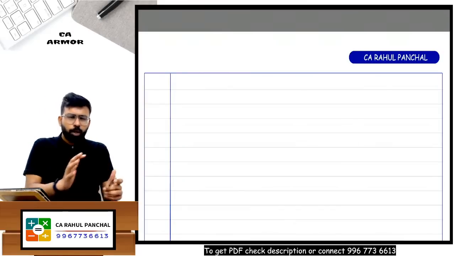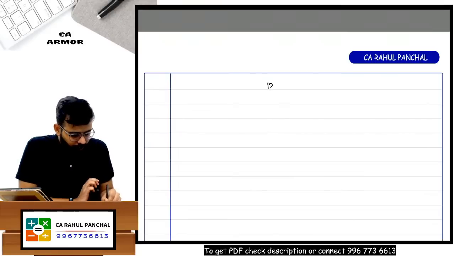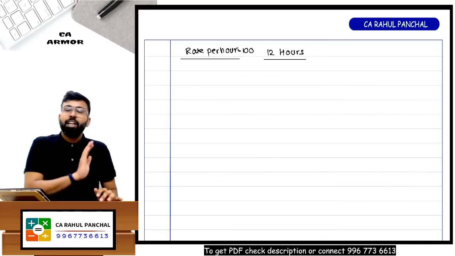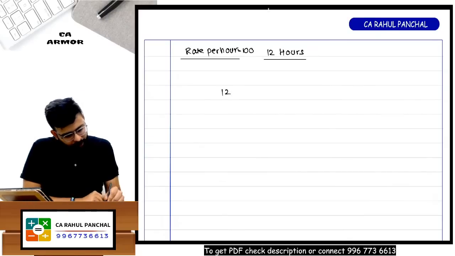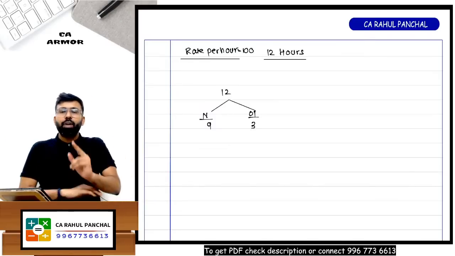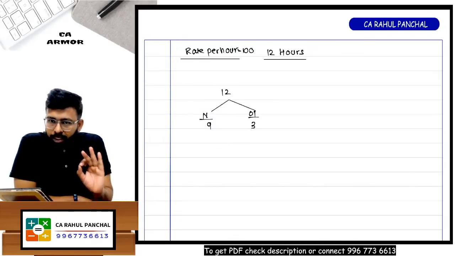Let's take the example, you will understand. Let us say that worker has worked for 12 hours and my rate per hour is 100. I pay 100 rupees and worker has worked for 12 hours. So there are two ways to calculate. You will say, sir, 12 hours will be divided into two parts. 9 hours will be considered as normal hours and overtime is like 3 hours because normal hours are 9. Above 9, if you do, it is considered as OT. So 3 hours is OT.